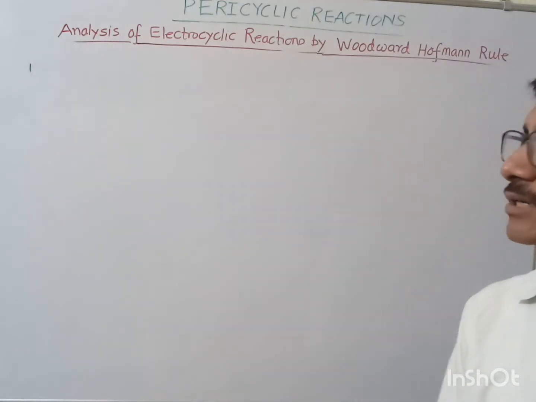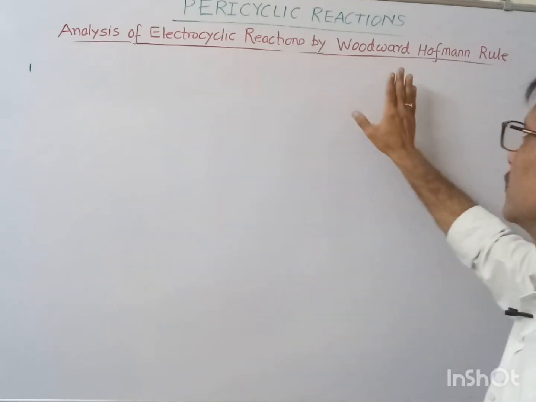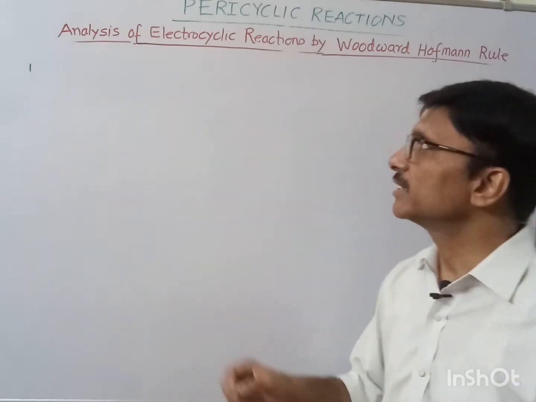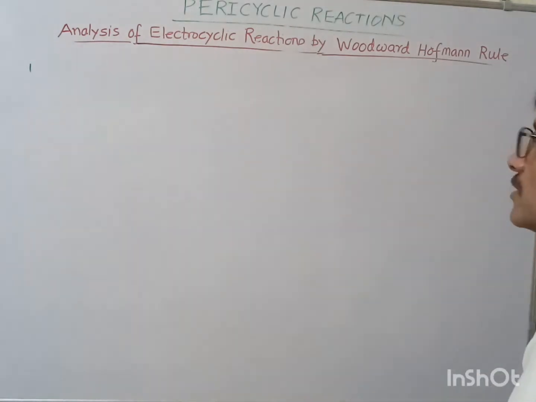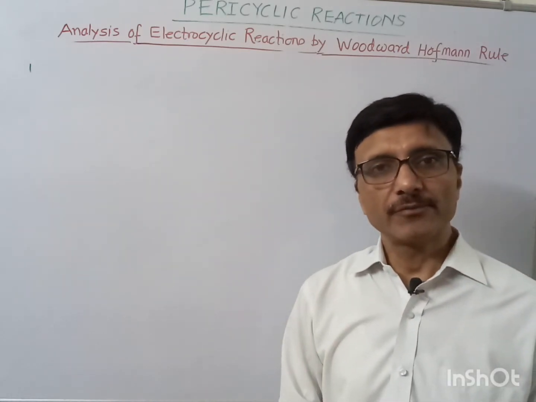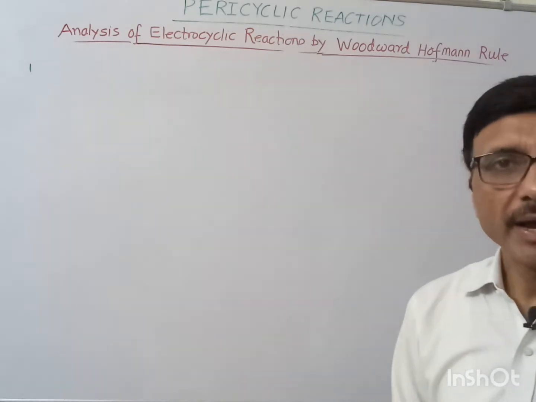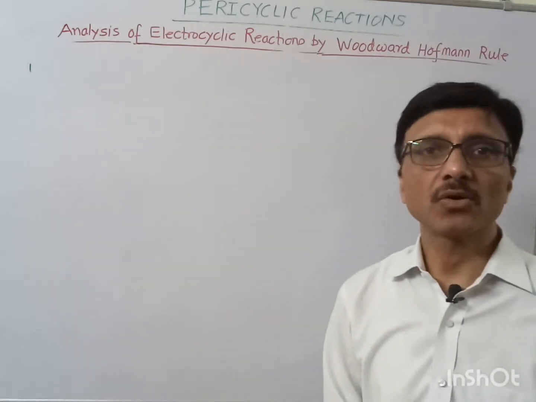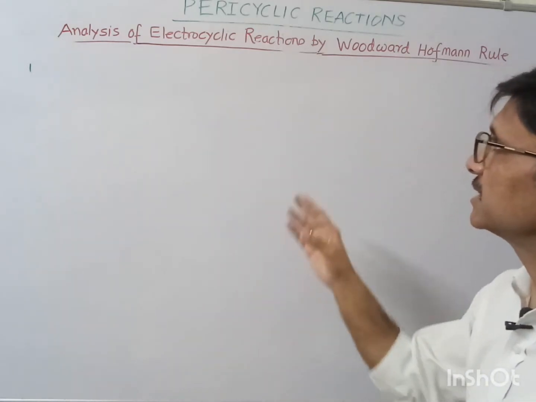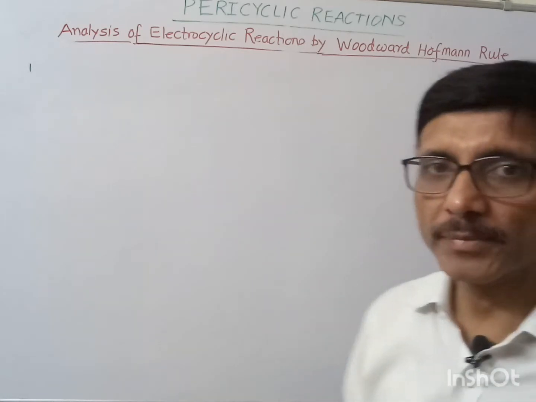In my today's lecture, I will analyze the electrocyclic reactions by Woodward-Hoffmann rule. In my last lectures, I told you the analysis of electrocyclic reactions by the conservation of orbital symmetry method, frontier molecular orbital method, that is FMO method, and Huckel-Mobius method, also called the PMO method. So let's see its analysis by Woodward-Hoffmann rule.